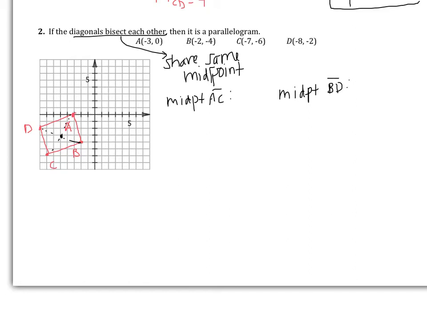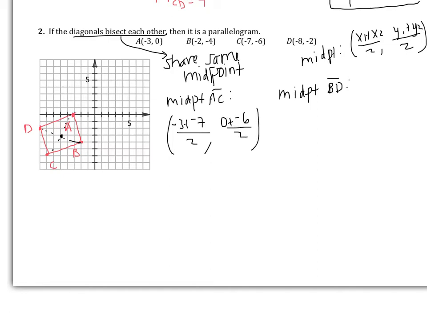Okay, remember midpoint formula is x1 plus x2 over 2, and then y1 plus y2 over 2. Hopefully you remembered that. That should be a review. We're going to start by finding the midpoint of AC. So I'm going to take my x's, -3 add -7 and divide by 2, and then my y's, 0 add -6 divided by 2. -3 add -7 is -10. 0 plus -6 is just -6. So the midpoint of AC is -5, -3. Right now, I would like you to pause the video and find the midpoint of BD as well. Good luck.